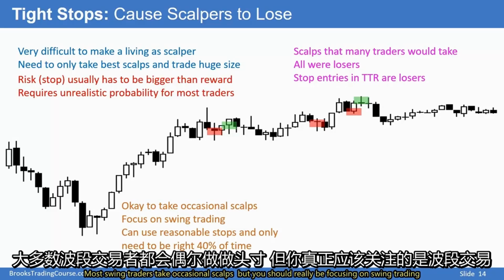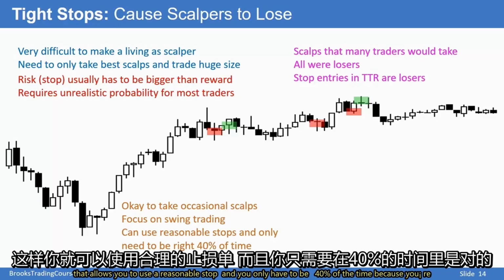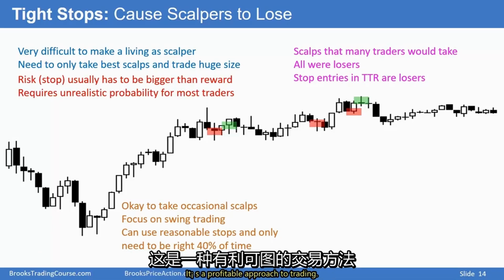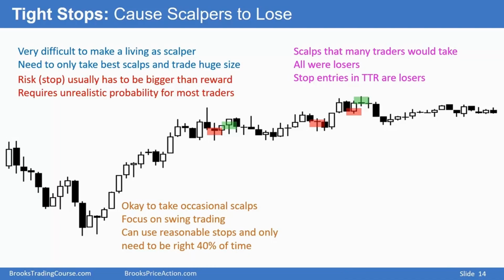Most swing traders take occasional scalps, but you should really be focusing on swing trading. That allows you to use a reasonable stop, and you only have to be right 40% of the time because you're going for a swing, which means a reward that is at least twice as big as your risk, and that offsets the low probability. It's a profitable approach to trading.